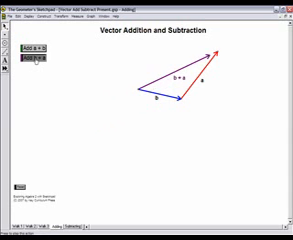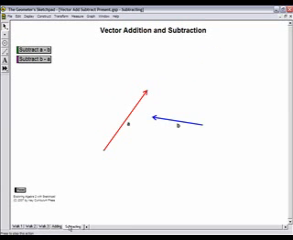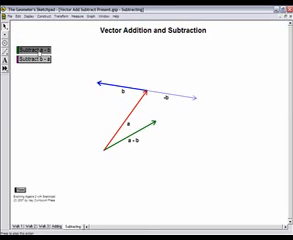As far as subtracting vectors, the easiest way to think about it is to add the negative. So if I want to do A minus B, I do A plus negative B. So A, and then I put B on top of it, and negative B is the same length in the opposite direction, and so I do A plus negative B to give me A minus B.